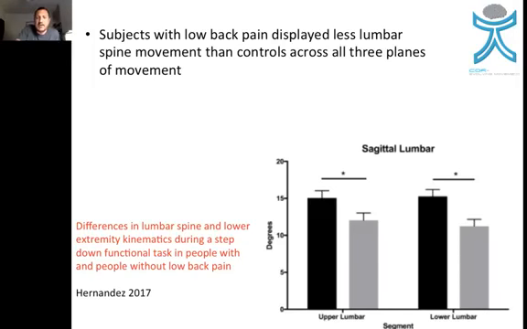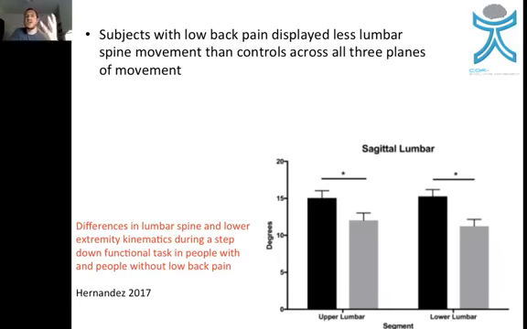Again, another paper that came out recently looked at differences in lumbar spine movement and the kinematics. Me and a guy on Facebook, Andrew Vygotsky, had a good chat about this. We were debating that they weren't measuring stiffness, but probably the predominant mechanism was an active stiffening of the muscles. Subjects with lower back pain displayed less spine movement than controls across all three planes of movement.